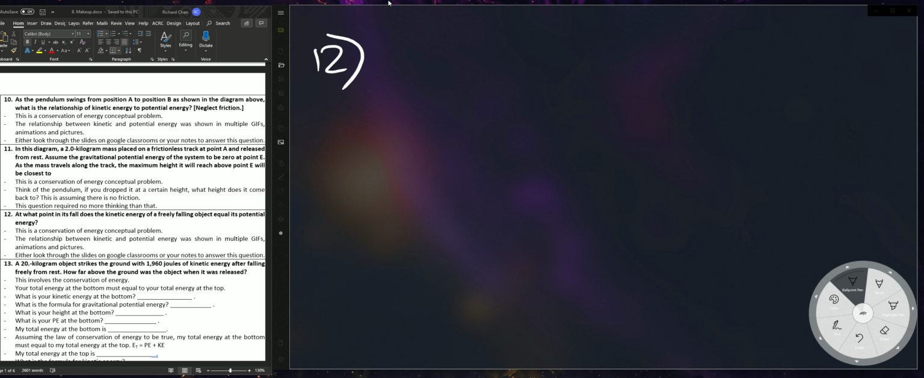12. At what point in its fall does the kinetic energy of a freely falling object equal its potential energy?